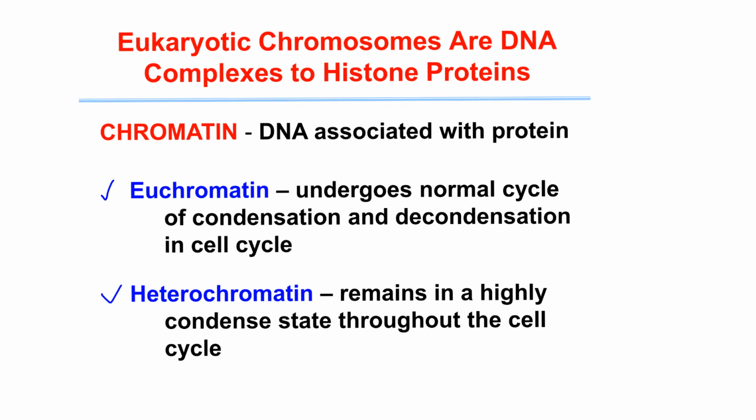Now, heterochromatin can be either constitutive or facultative. Constitutive is the one which you find, for example, in the centromere and telomere. It's a permanent heterochromatin.